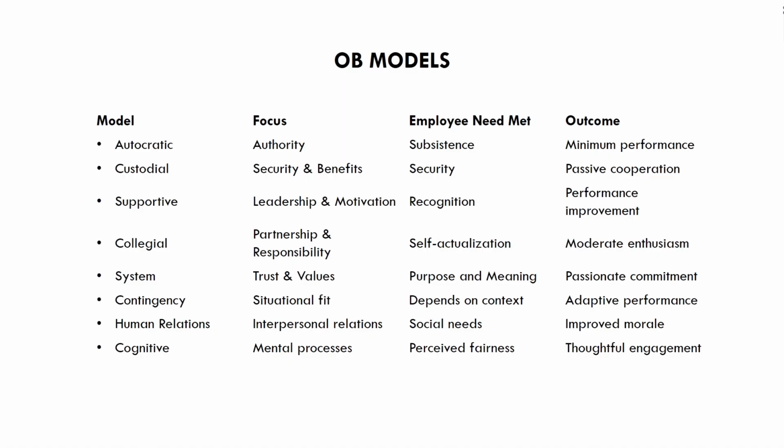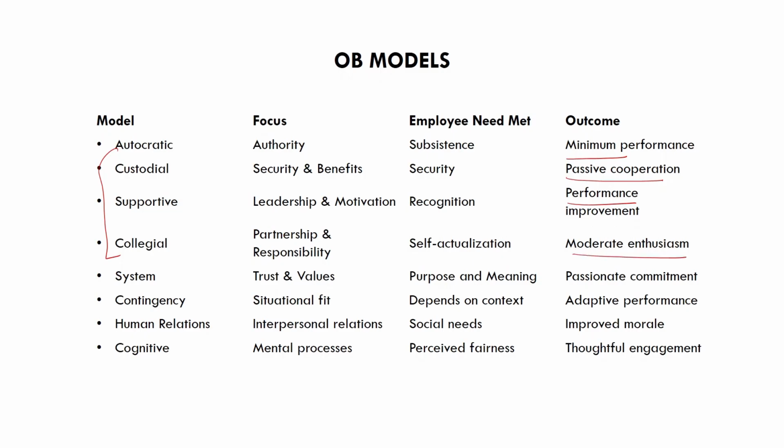Now, here I have kept these models at a glance for better understanding of all the models we have discussed, what their focuses are, and what outcomes we would get by implementing these models. So, the initial four models, like I told you, the autocratic, custodial, supportive and collegial models, are our standard models which were used in a traditional setup. And if you look at the performance, definitely in the autocratic model the performance was very, very minimum. In custodial it is passive cooperation among the employees. Then supportive, definitely it increased the performance, and collegial, moderate enthusiasm.